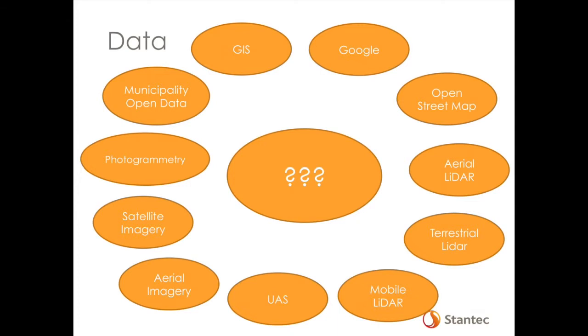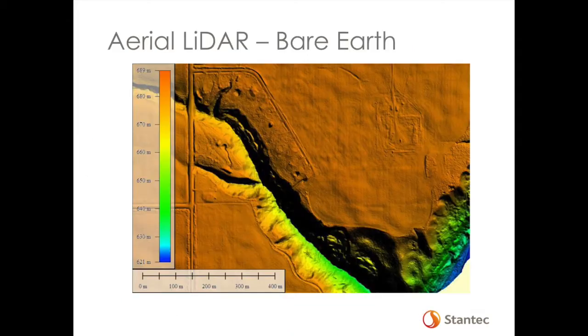Then we get into the different types of LiDAR: aerial, terrestrial, ground. We've got UAVs, aerial imagery, satellite imagery, photogrammetry. So all of this data together is just sources of information from somewhere, all with various accuracies, all different types and formats. And then in the middle is other data that just appears in your lap from somewhere. So how do we work with this information?